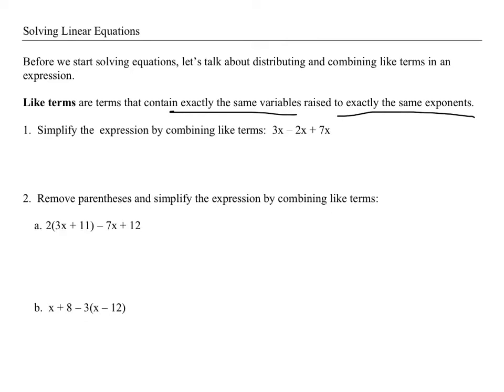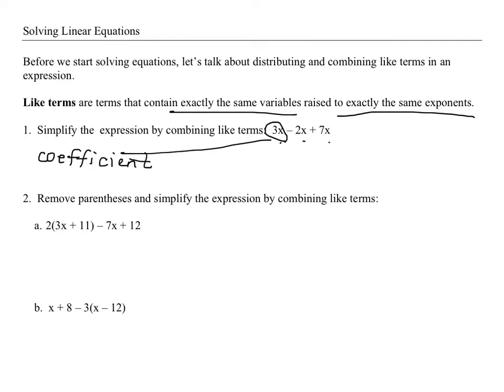So, number one, we're going to simplify the expression by combining like terms. These terms are all alike because the x's are raised to the first power. And we all know that the first power isn't there because math people are lazy and they don't want to write it in because everybody knows it's to the first power. So what we're going to do is think about this as 3 pieces of paper with x written on it. The 3 is called the coefficient, the number in front. X is the variable and the exponent is, of course, 1.